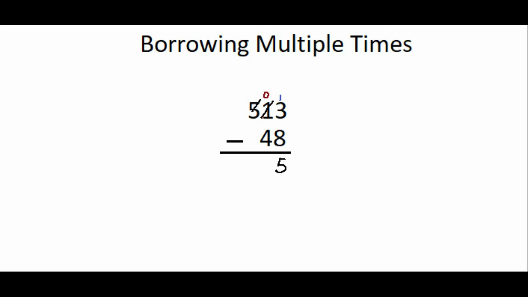So we're going to borrow 1 from 5. We must cross out 5 because we're going to borrow 1. And 5 will become 4. And the 1 we just borrowed goes here over the 0. Now we can subtract. We now have 10. 10 minus 4 is 6.